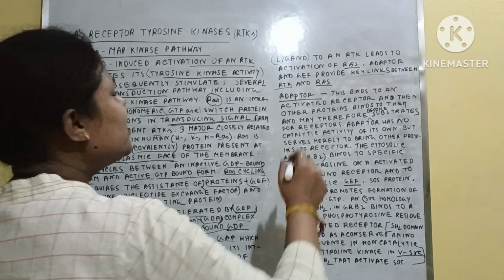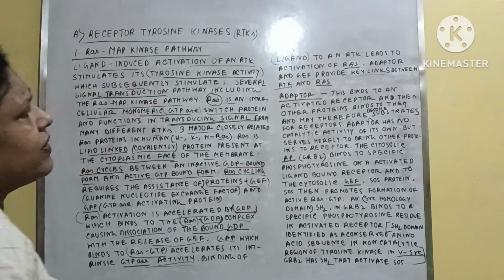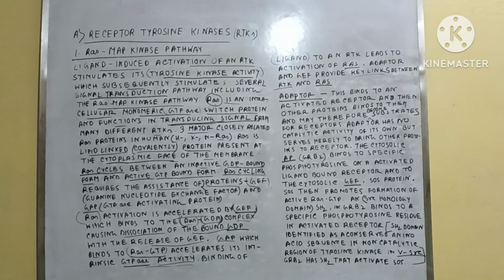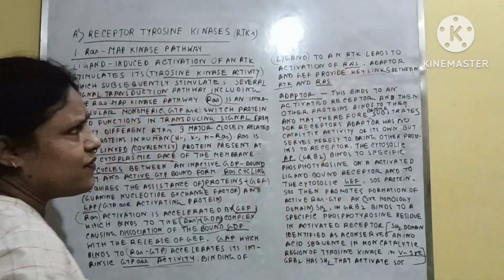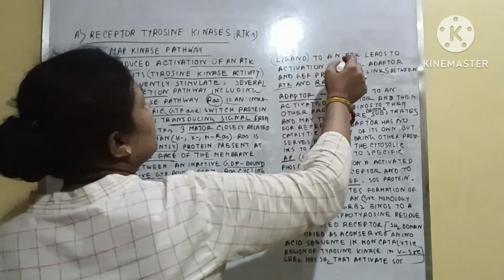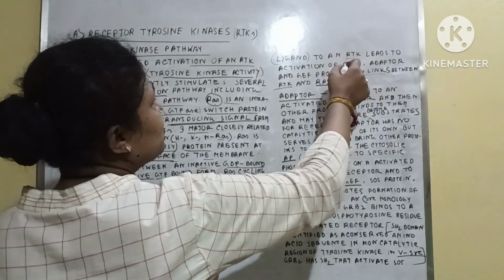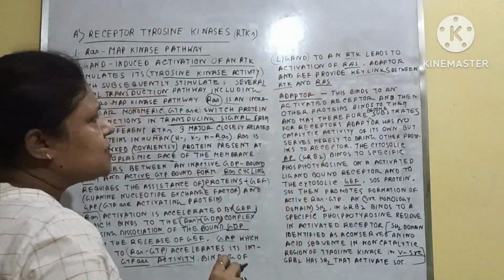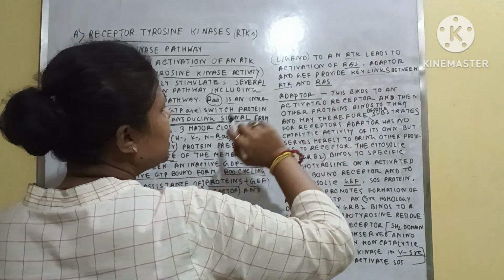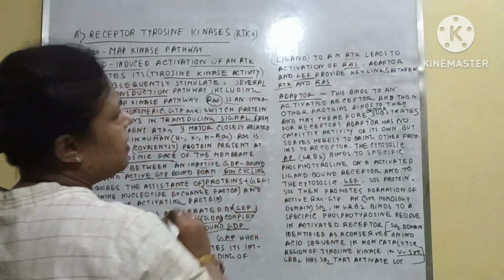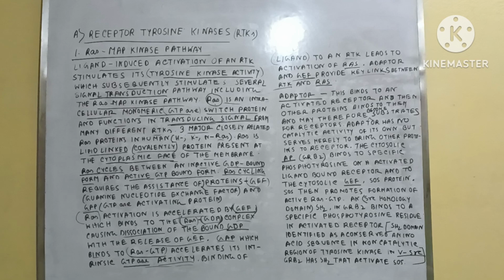So ligands have a very important role, because when ligands bind to the RTK, the activity of RAS is increased, and the interaction between RAS and RTK is possible by the presence of two proteins. One is the adapter protein and the other is the GEF protein. Clear? Next, we will learn about the adapter protein.